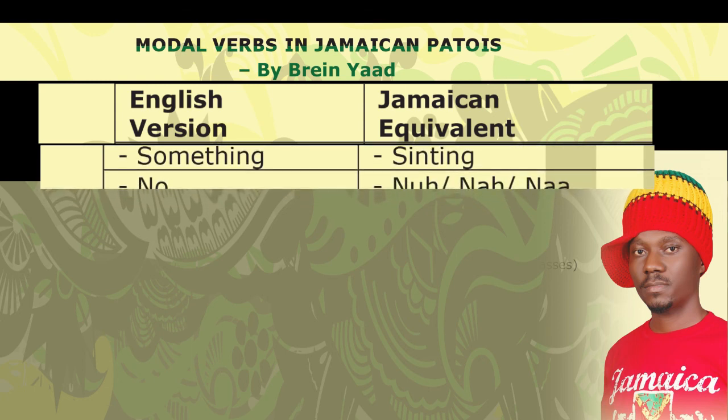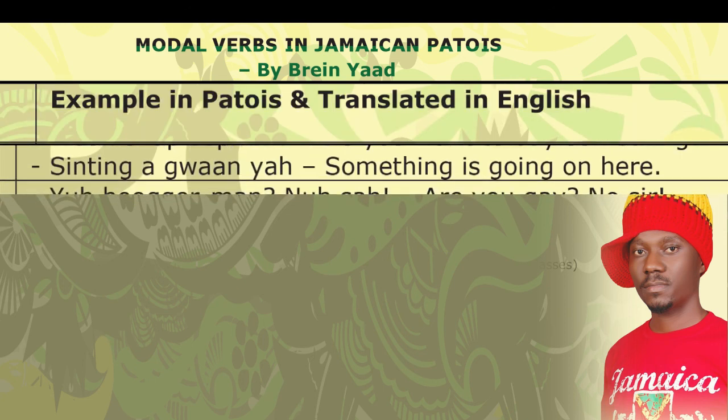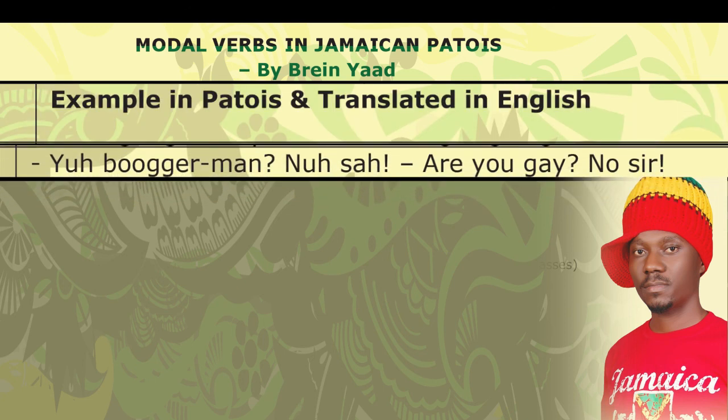So how do you say no? In Jamaican, we simply say no or na. And no is spelled as N-U-H. Whereas the no for English is spelled as N-O. But in Jamaican, we say no, N-U-H, or na. So somebody will ask you, you booger man? And then you say, No sir, meaning are you gay? No sir.